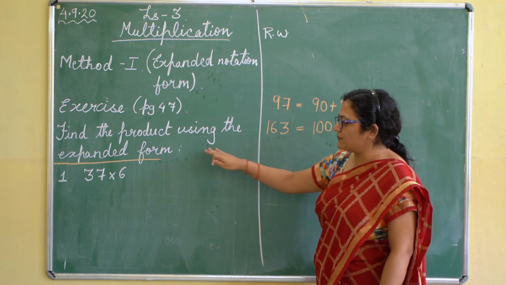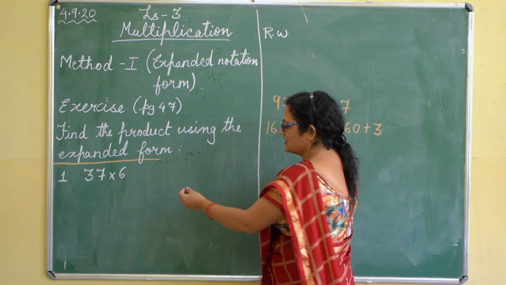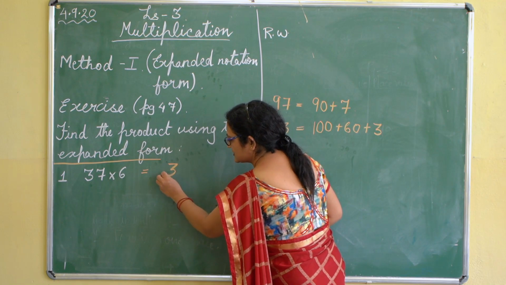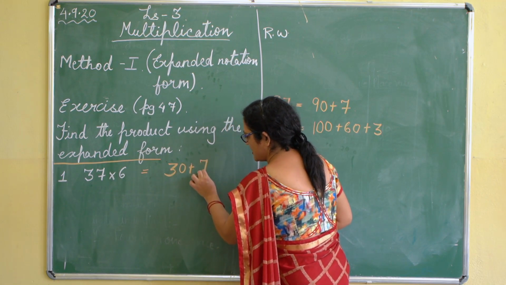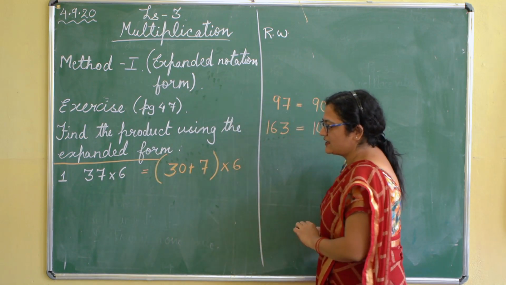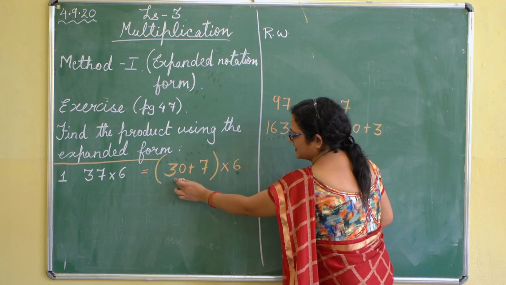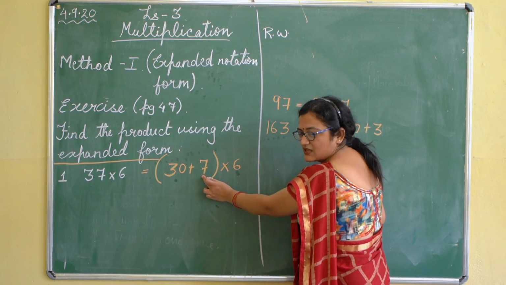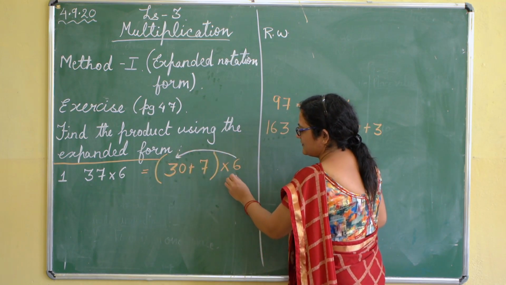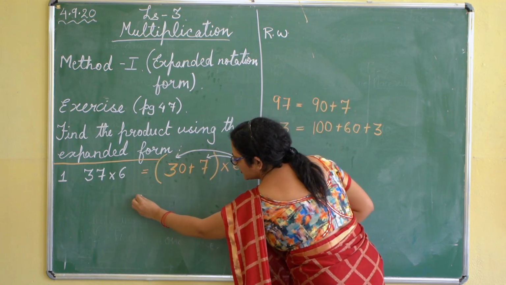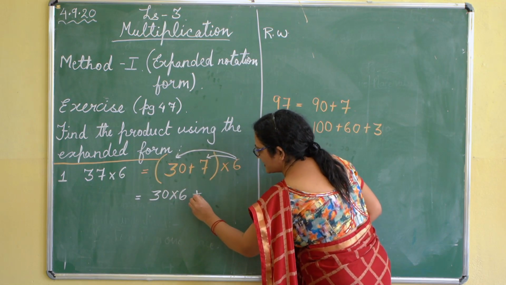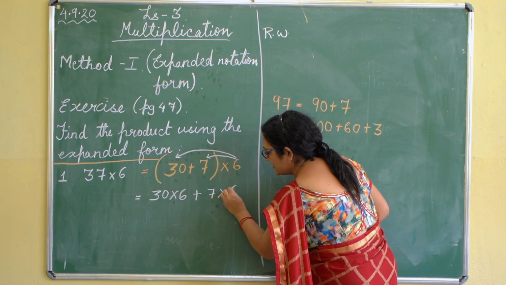So now we'll do the multiplication with the help of expanded form like this. We'll break the first number 37 into expanded form. 37 means 30 plus 7. We'll put this in brackets, multiplied by 6. Now we'll multiply 6 with 30 and 6 with 7. Whatever comes, we'll add. So 30 multiplied by 6 plus 7 multiplied by 6.